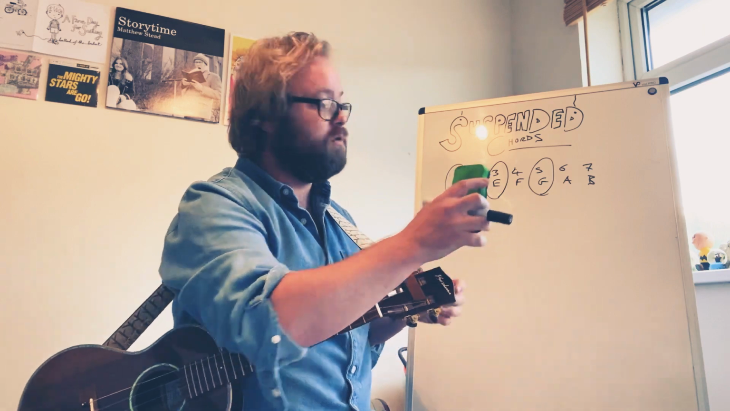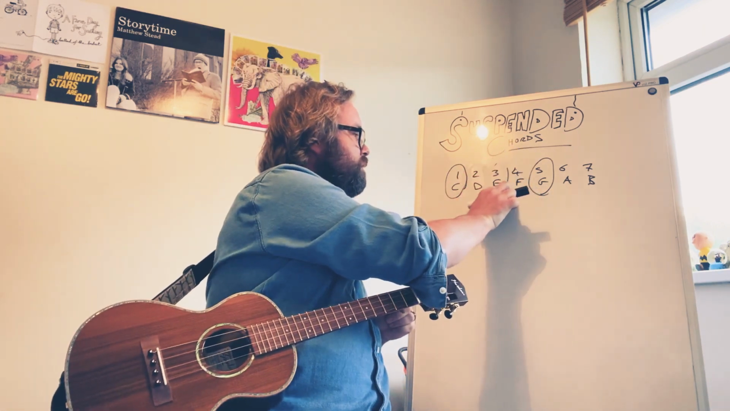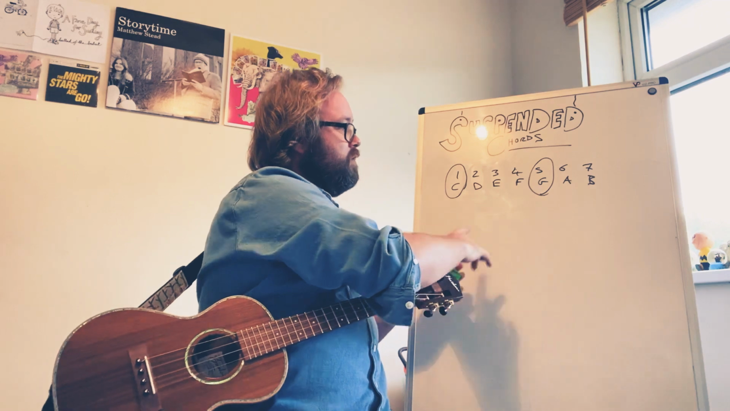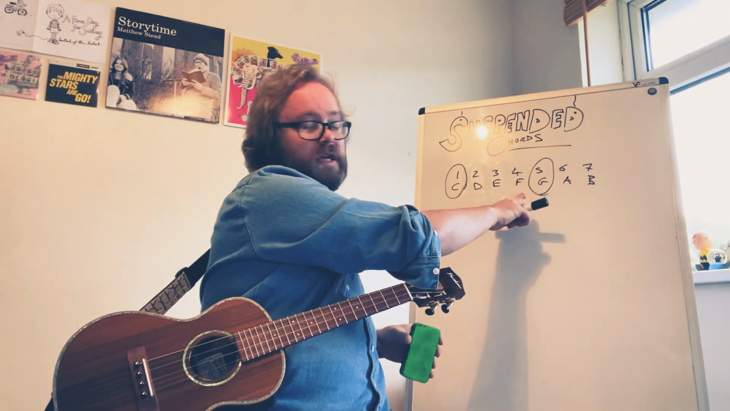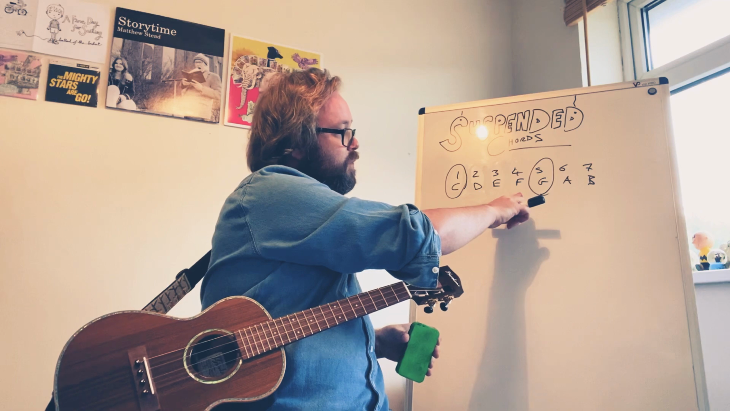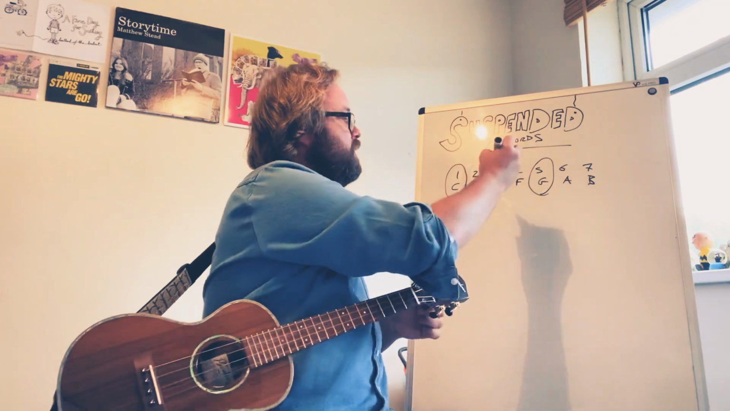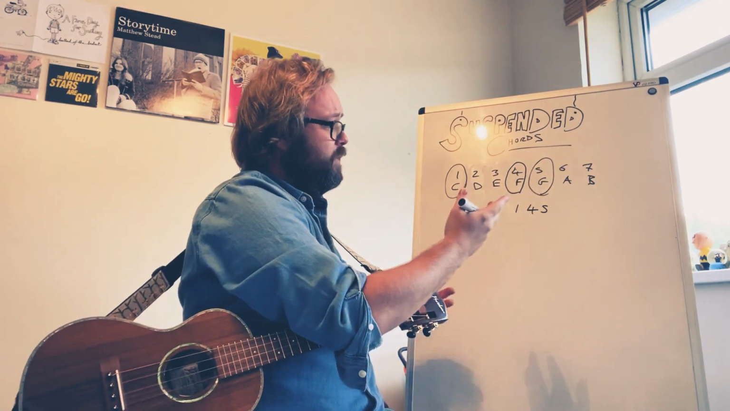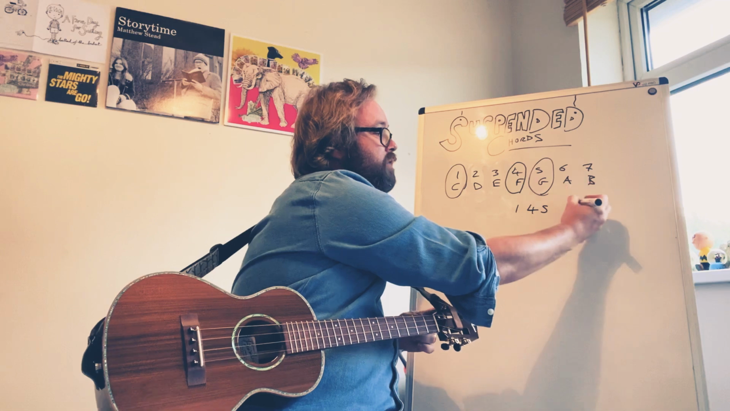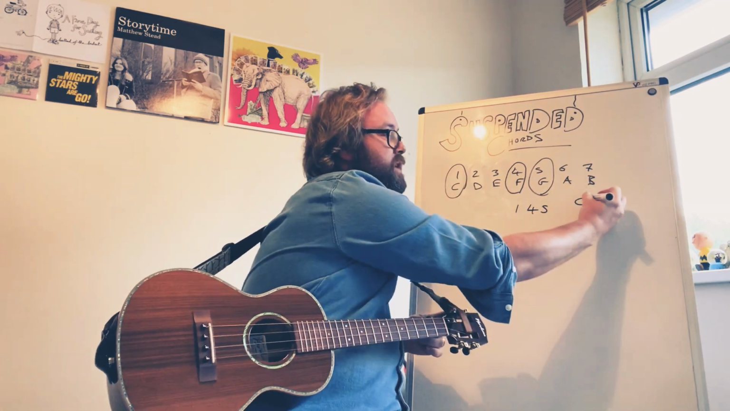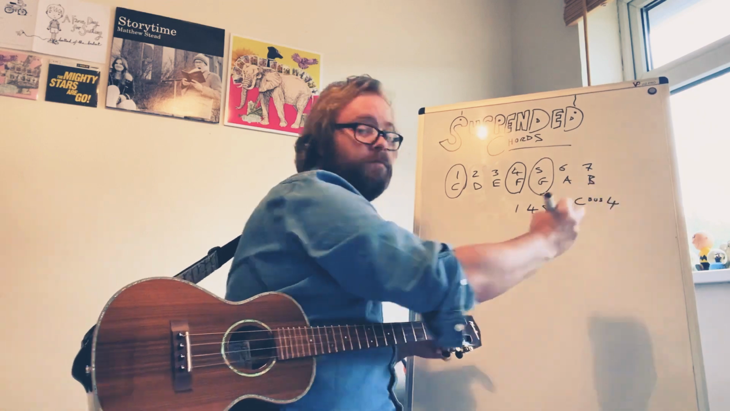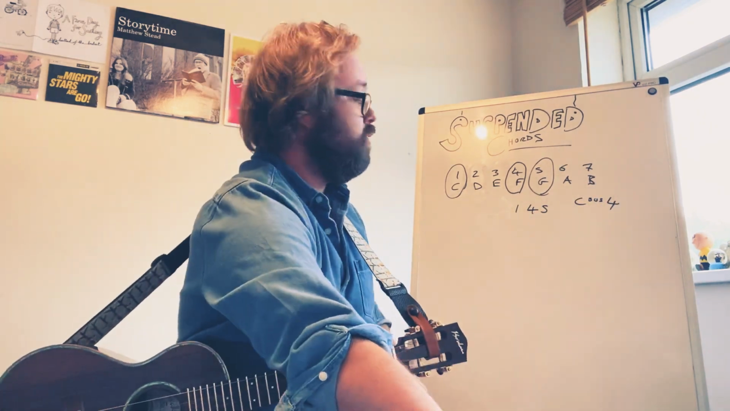All a suspended chord is, rather than playing the middle note of the triad, you either push it higher in pitch to become a fourth, or you push it lower in pitch to become a second. I'll show you what I mean. So instead of that third, if I change it to a fourth, we now have 1, 4 and 5, the first, fourth and fifth note in a scale. And that's called a C sus4, because we're starting from C. So if you ever see a C sus4 written, all it means is a C chord with the fourth note instead of the third.